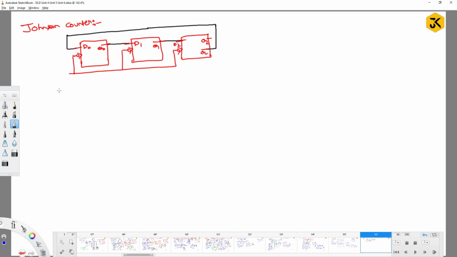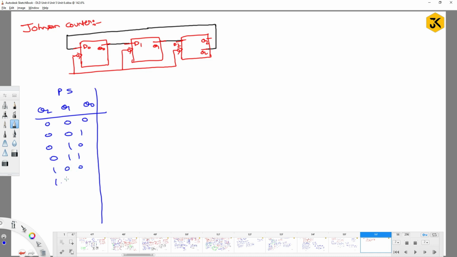If you take the present states as Q2, Q1 and Q0, what might be the possibilities? With 3 bits, 8 possibilities are there: 0 0 0, 0 0 1, 0 1 0, 0 1 1, 1 0 0, 1 0 1, 1 1 0, 1 1 1. So what might be the next states? The next states will be Q2 next state, Q1 next state and Q0 next state.